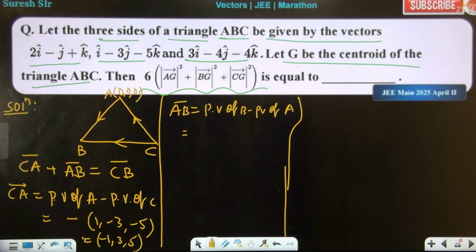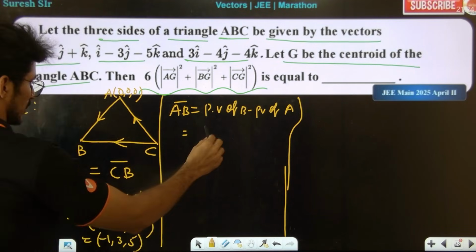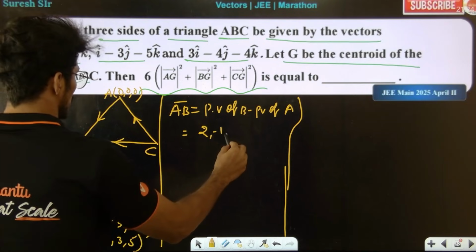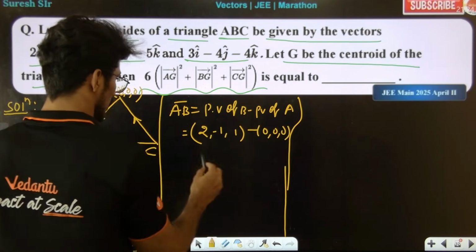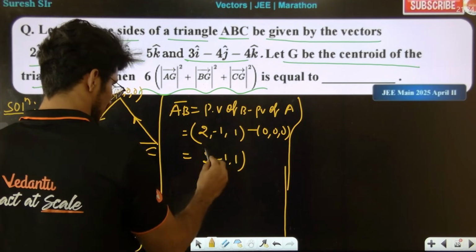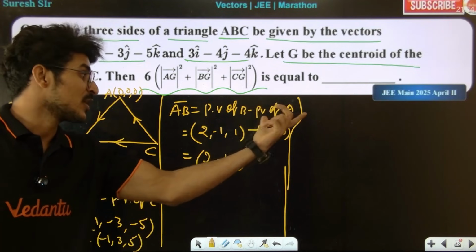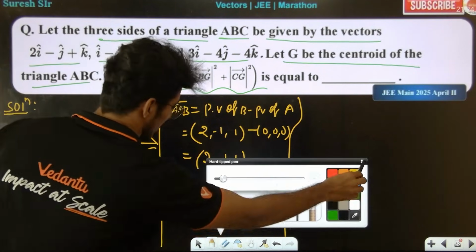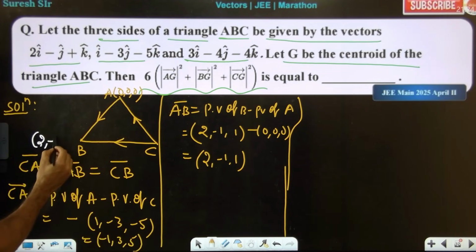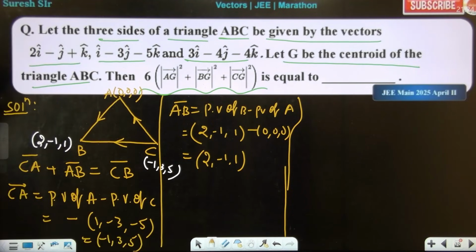2 minus 1, 1. Right? So 2 minus 1, 1 minus origin. What is this going to be? 2 minus 1, 1. This is the position of B. Position of A is anyway 0 here. So B is going to be what? Tell me now. 2 minus 1 and 1. So let me write 2 minus 1 and 1. And see what I got, sir? Minus 1, 3, 5.